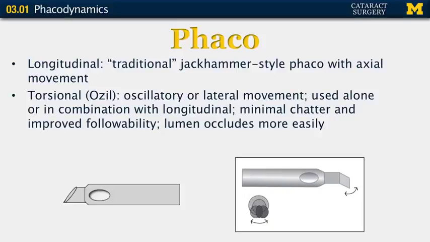But another way to modify this movement is to actually apply it with a torsional or so-called oscillatory movement, which is actually a lateral movement that we can see displayed in the lower right-hand picture here. And we can see the picture looking at the handpiece with this lateral movement going back and forth.